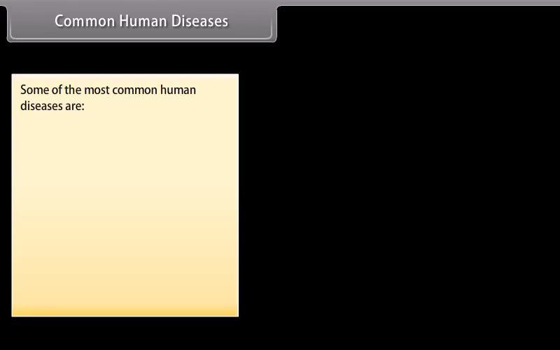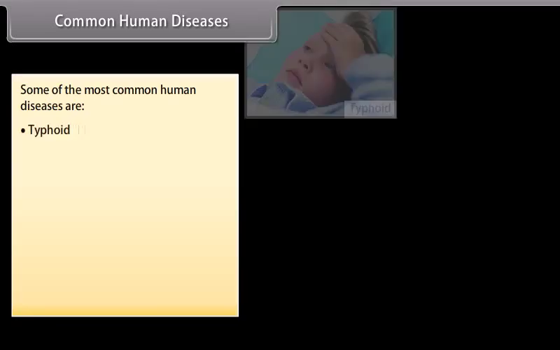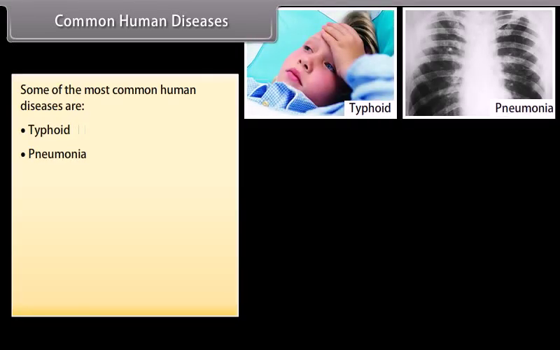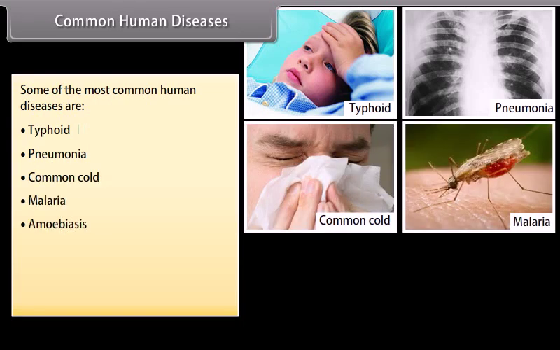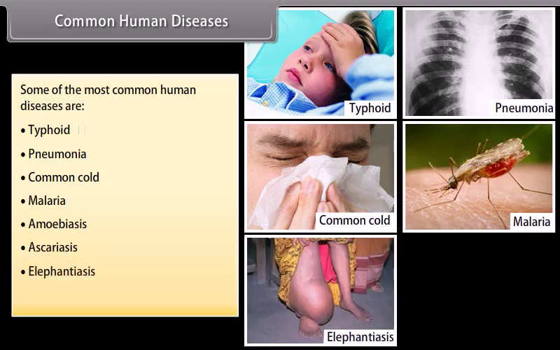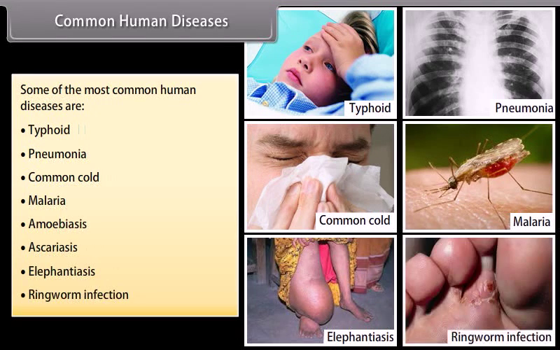Common human diseases. Some of the most common human diseases are typhoid, pneumonia, common cold, malaria, amoebiasis, ascariasis, elephantiasis, ringworm infection.